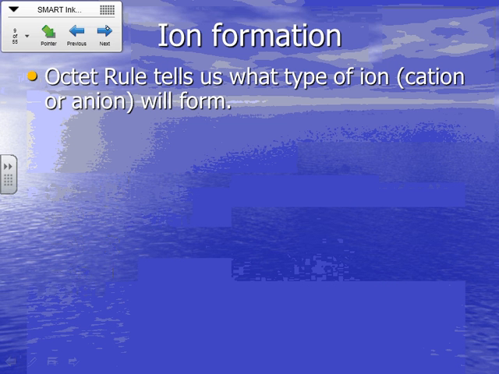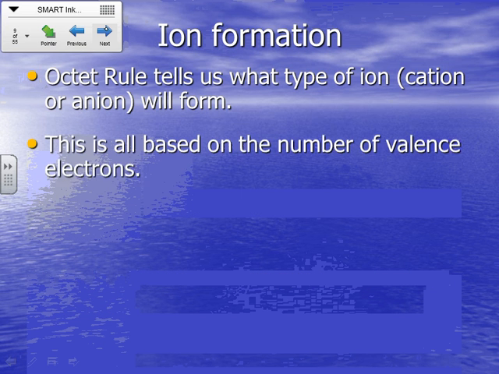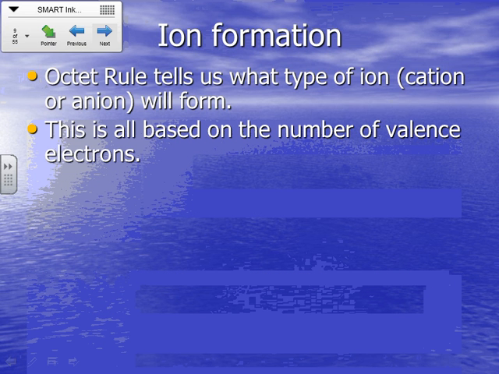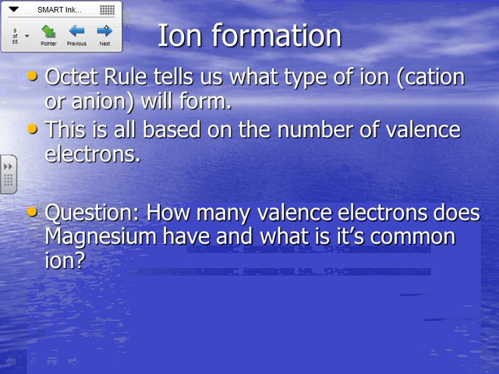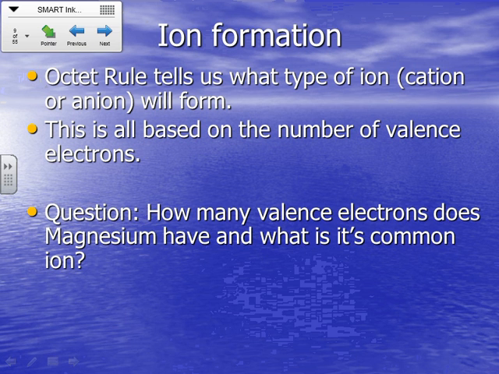Okay, moving on. So, how an ion gets formed. The great thing about this being on video is that you can always go back and watch the video if you missed something. All right. So the octet rule is going to tell us whether a cation or an anion is going to form here.